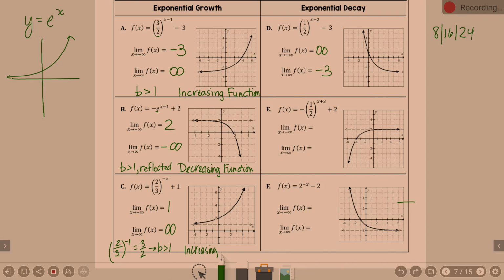So, in this case, what do you notice about b? B is 1/2, so it is less than 1. And notice, what is my graph doing this time? As we follow it to the right, it is going down. So this is a decreasing function.